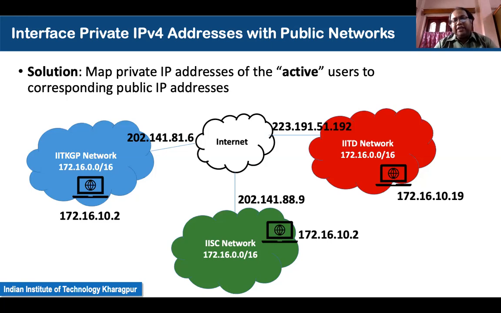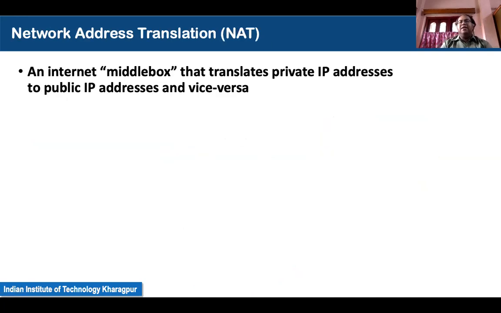Now, with this solution, we need to have a dynamic mapping between a private IP address and the corresponding public IP address. So how do we do this mapping? To do this mapping, we use a particular internet middle box called Network Address Translation, or NAT. So this NAT is basically an internet middle box.